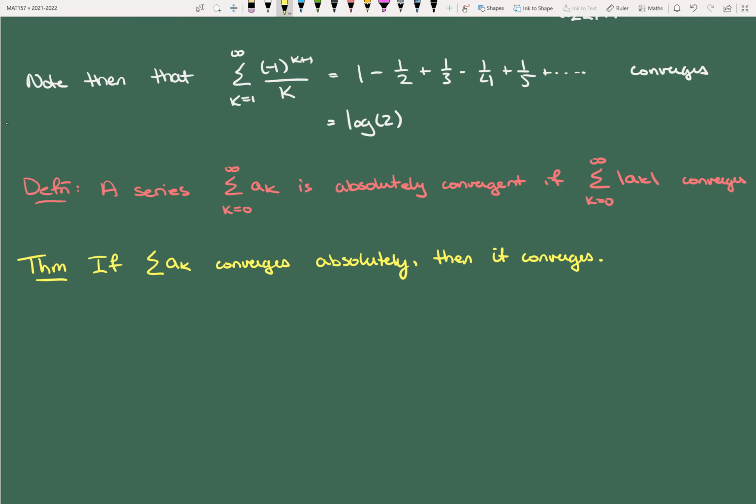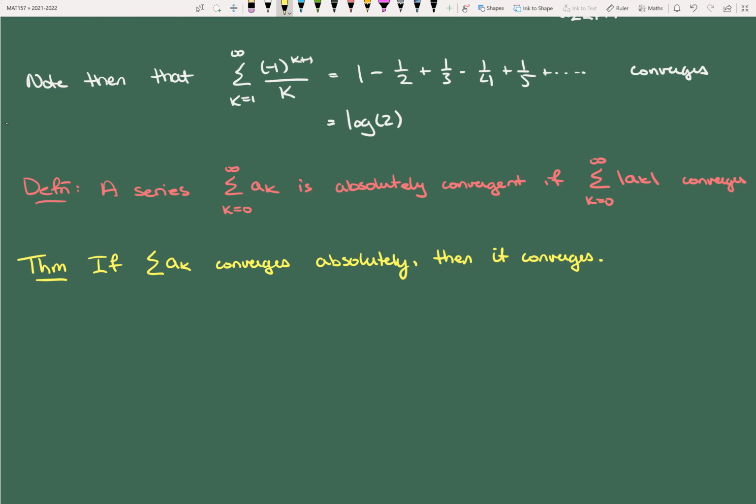Right? Every absolutely convergent series is convergent. And again, the main reason that we might want to do this is, if you remember the basic and limit comparison tests, they require that your terms be positive, or at the very least non-negative, depending on the theorem. So the basic comparison test and the limit comparison test need non-negative terms.